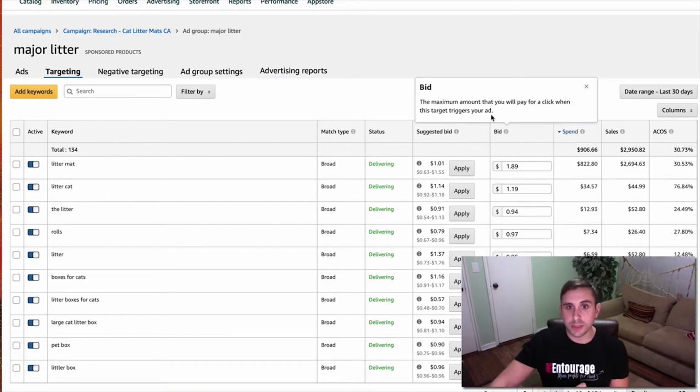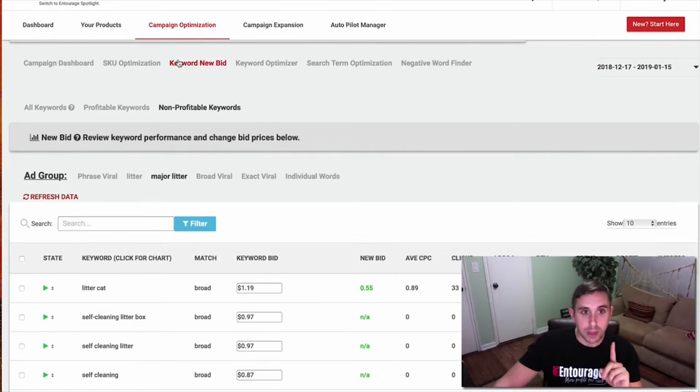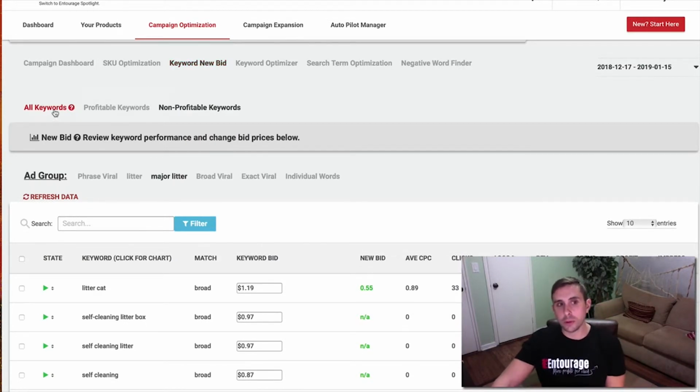Now I'm going to log into PPC Entourage, and you're going to notice that I'm under the second way to optimize called Keyword New Bid. And when you log into Keyword New Bid, you're going to see all of your keywords broken down by which ones are non-profitable and which ones are profitable. And then there's an all keyword section that combines profitable and non-profitable. So I want to focus in, for the sake of this example, on the non-profitable keywords. The non-profitable keywords are going to list all of the keywords that have no sales, or have clicks with no sales, or have an ACoS that's above your ACoS threshold.